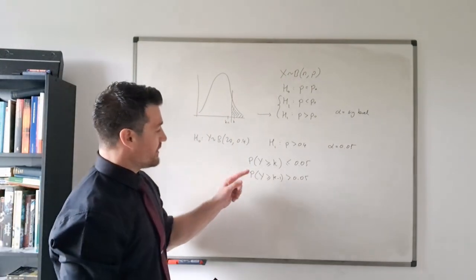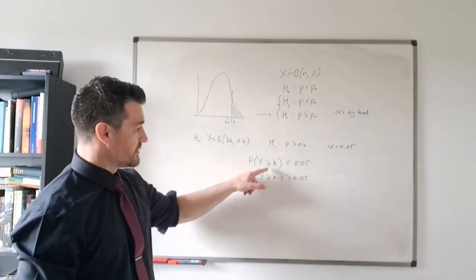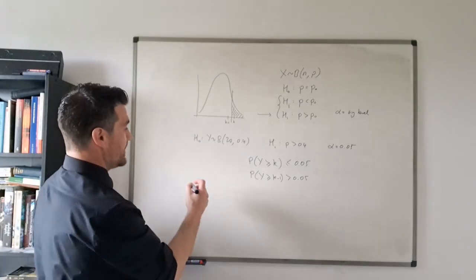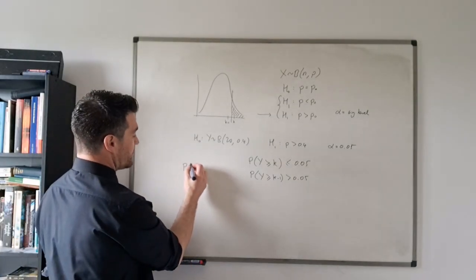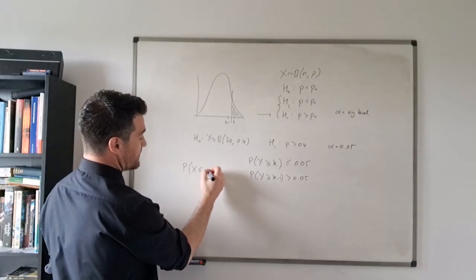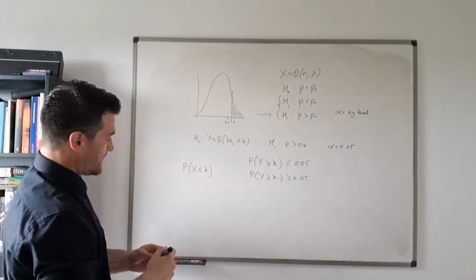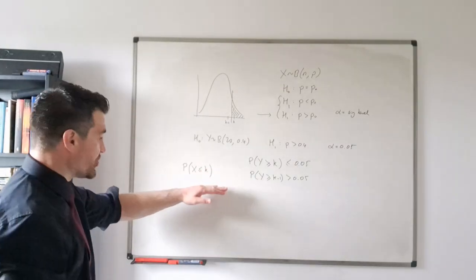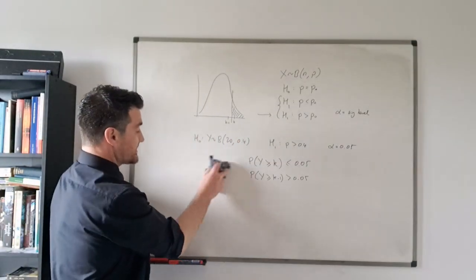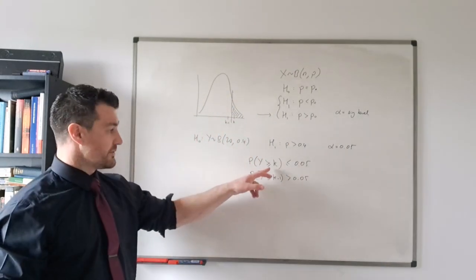So notice that these are not cumulative probabilities. Make sure you know what is meant by a cumulative probability. A cumulative probability is one of the form: the probability that x is less than or equal to some particular outcome. I'll just use k again. That's a cumulative probability, and they're the kinds of probabilities that you see in your statistical tables and charts. This is not a cumulative probability, nor is this one.